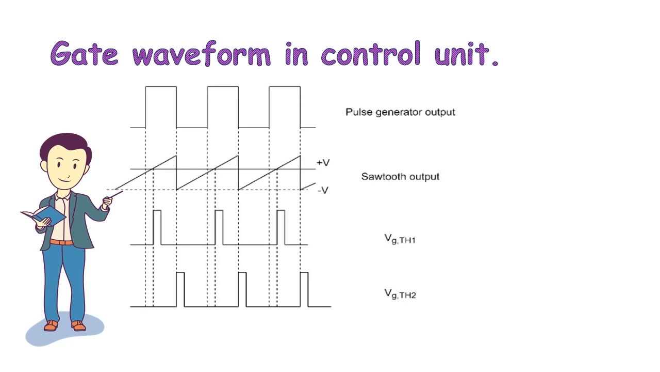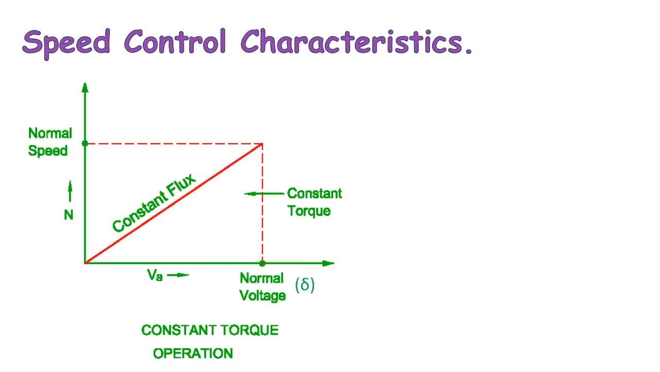These diagrams show the gate waveforms in the control unit and show how TH1 and TH2 are triggered. Finally, let's have a look at the speed control characteristics of the DC motor. The response of the DC motor depends on the average armature voltage and the armature current, as the mechanical system cannot quickly respond to ripple components.